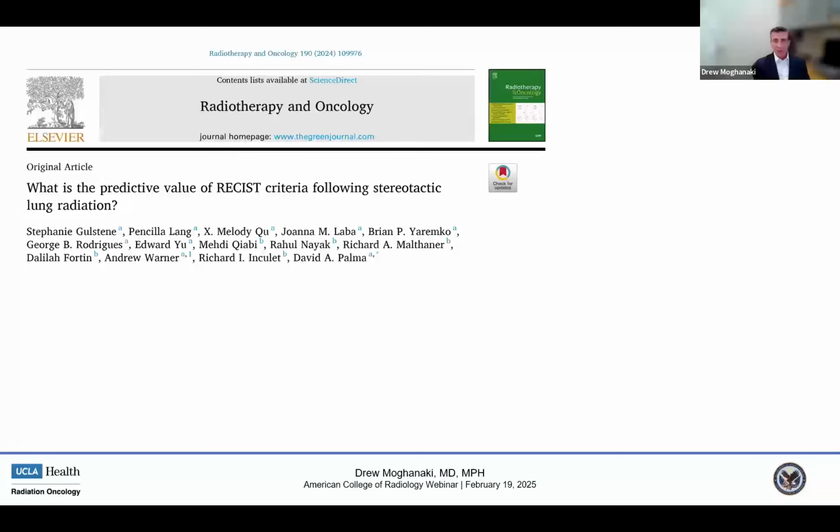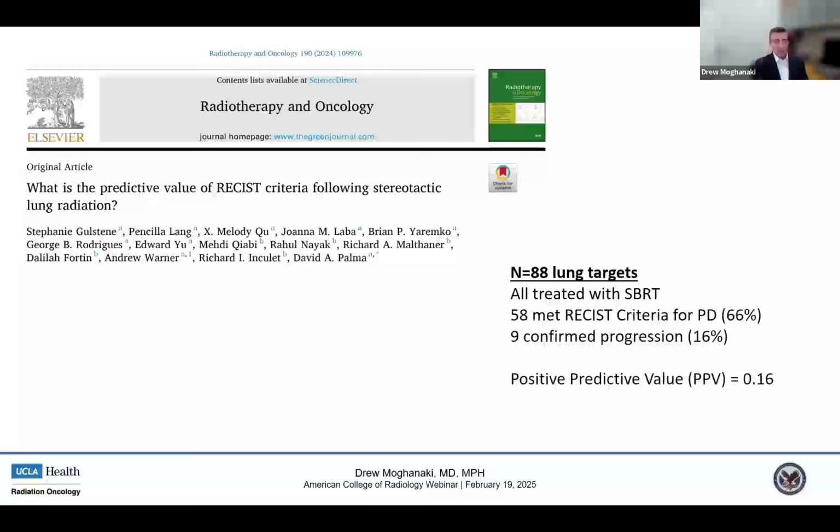In another important paper that was published just last year, a group looked at the predictive value of RECIST following lung radiation. They looked at a cohort of 88 targets, all treated with SBRT, and using the definitions from the previous slide, two-thirds of them met the RECIST criteria, but only 9 of them had confirmed progression. This gives you a PPV of 0.16, which is why it's nice to at least have it as a reference, but it is an unreliable metric for evaluating response to treatment.